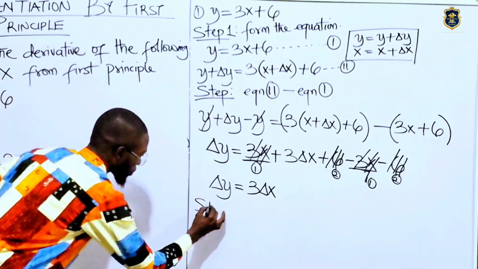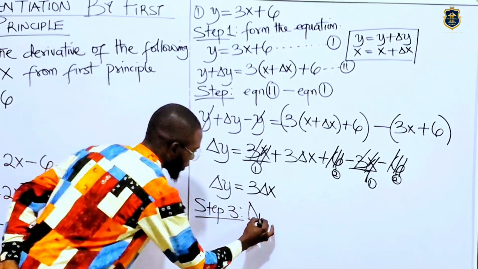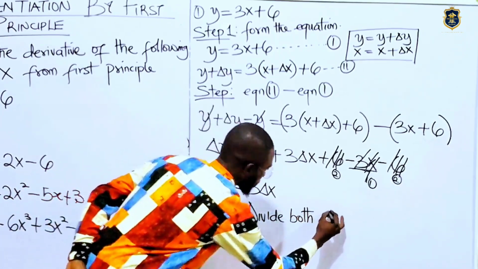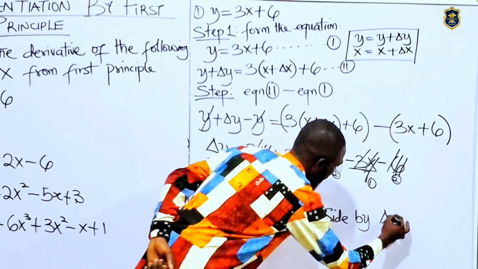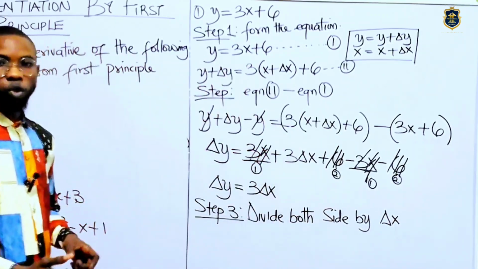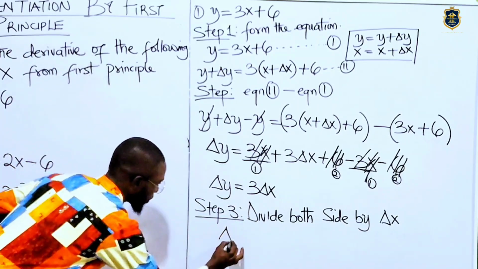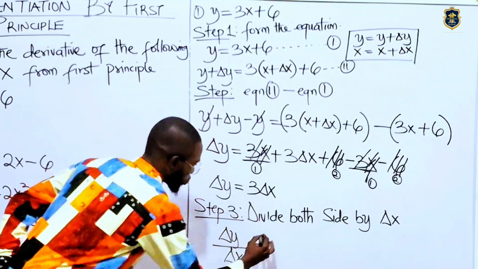Are you seeing? What's step 3 now? Step 3 is to divide both sides by delta x, so I can form the slope dy over dx, like I told you. So how do we divide both sides now? We now have delta y over delta x is equal to what?